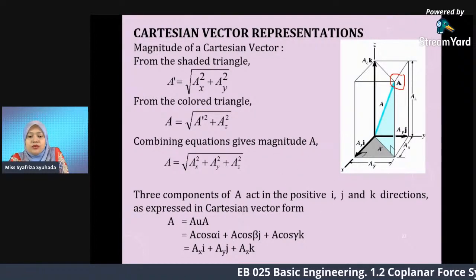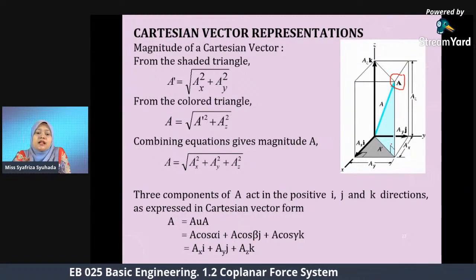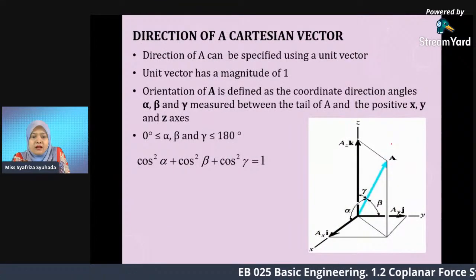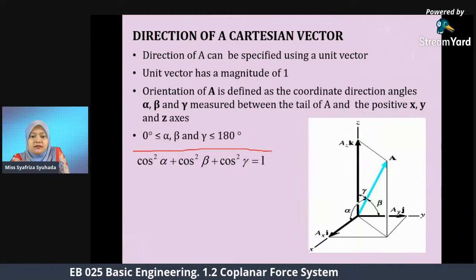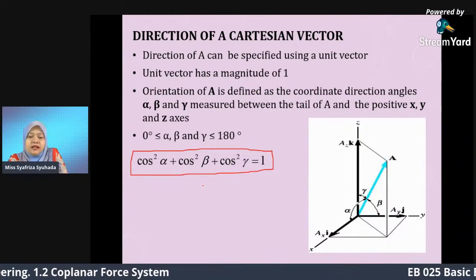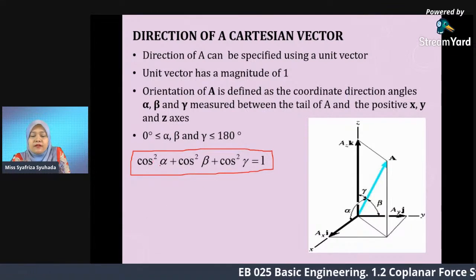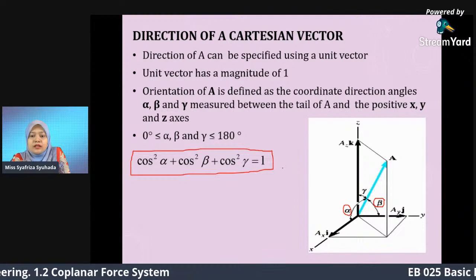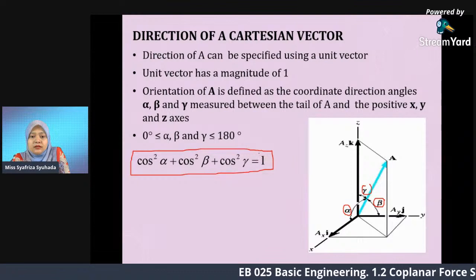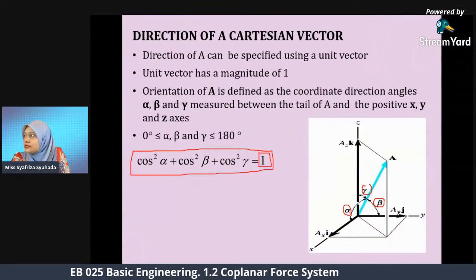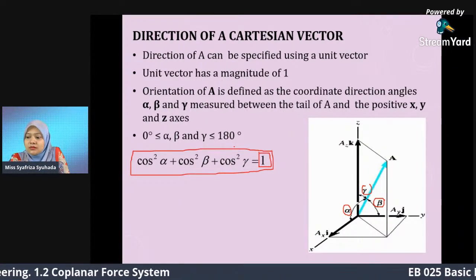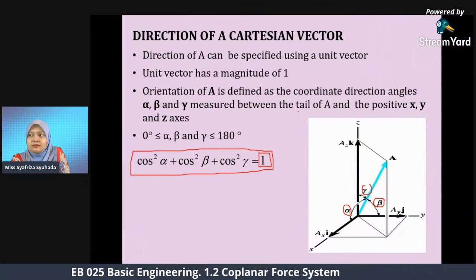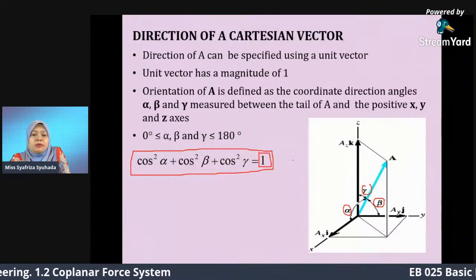And there is one more formula, where for each angle we use cos alpha, cos beta and cos gamma, to know the direction. And there is one formula that must be remembered: we know the unit vector's magnitude is equal to 1. So cos squared alpha, plus cos squared beta, plus cos squared gamma is equal to 1. This is the answer. You have to memorize this formula.